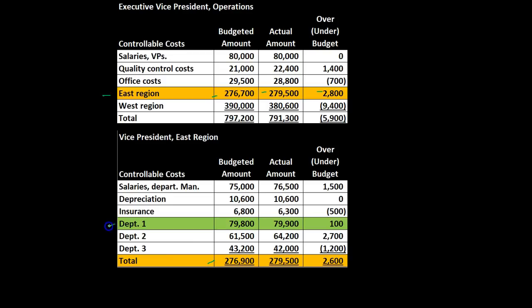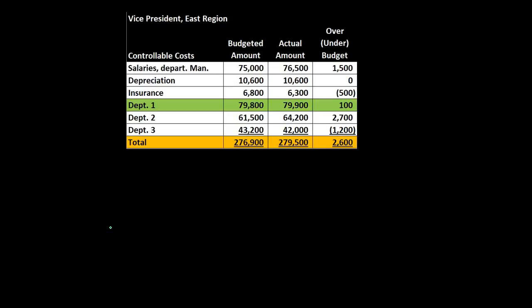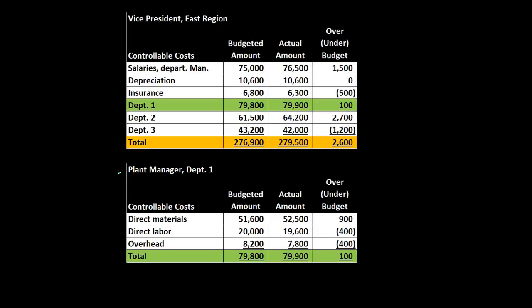And then if we drill down into the Department 1, then we would have the plant manager for Department 1. Again, here's the summary information for the higher up level, the vice president of the East region. Here's the plant manager level, where we now have the detail of that Department 1. They've got the direct materials, the direct labor, the overhead, the totals here. So the more detailed report is on the lower level, and then it's summarized up at the higher level.